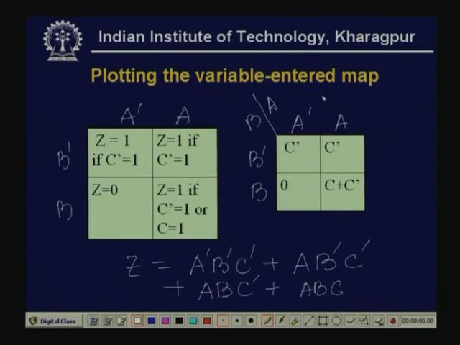So this is called the map-entered variable, or C in this particular example. This is the map-entered variable. In this particular example, it is C and it is called the MEV.